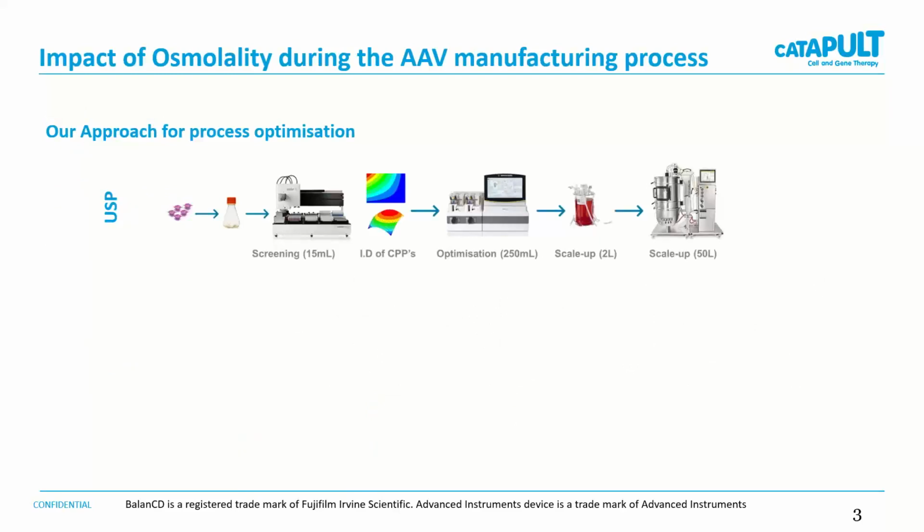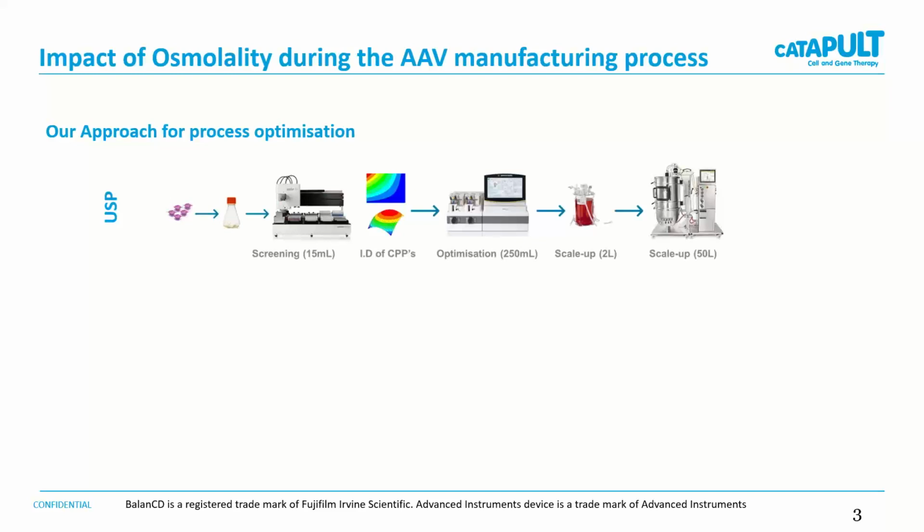So here at Catapult, we have different platforms for different purposes. We can do some screening and DOEs at a very small scale, so 15 ml. Then we can do some optimization at 250 ml with a scaled-down model. And finally, we can scale up to 2 liter or 50 liter.